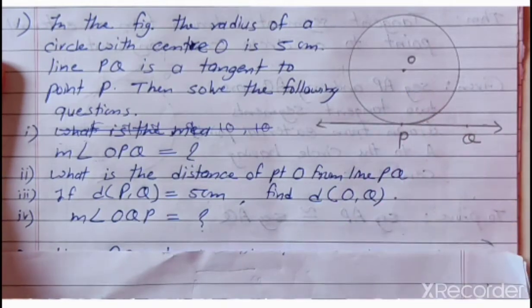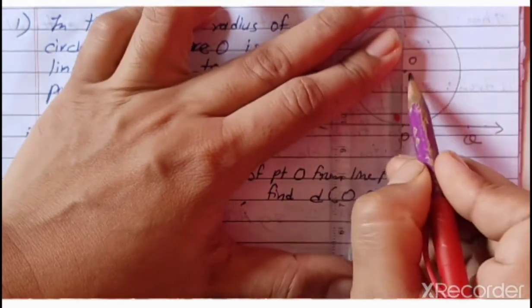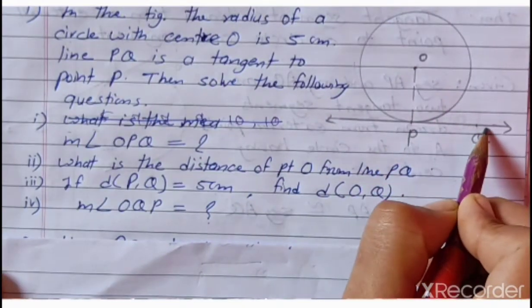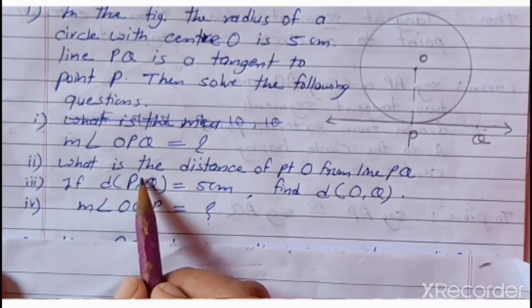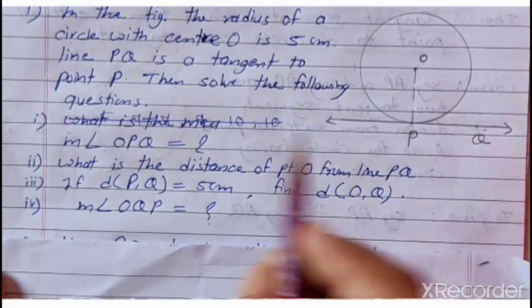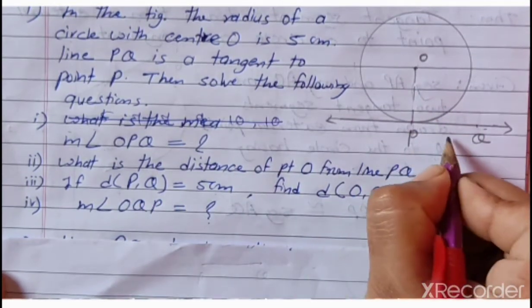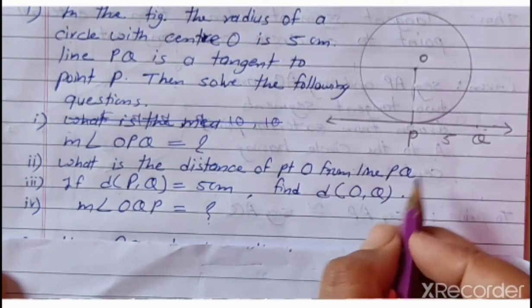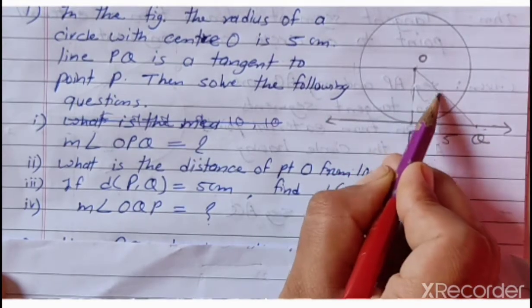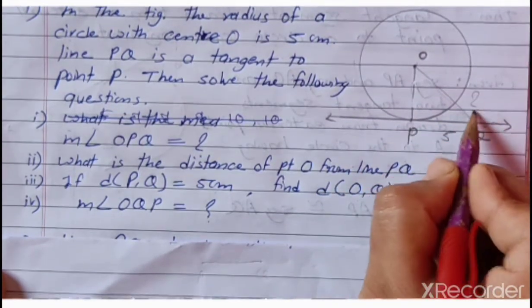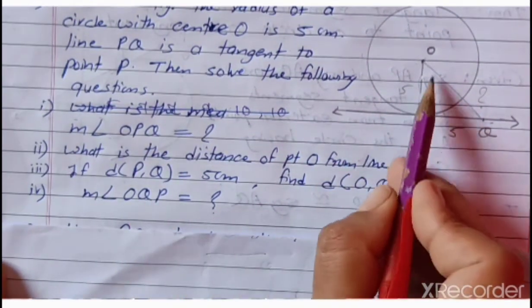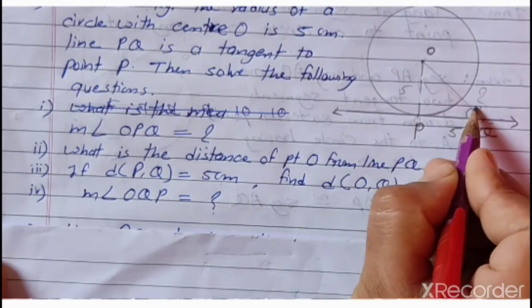To find this measure, here we require one construction. Here I am just joining these two points. So we have to find this measure OPQ. Next, what is the distance of point O from this line? So we have to find this distance. If PQ is equal to 5 centimeter, this is given, find the distance OQ. So again we require one construction. We have to join this OQ. So we have to find the value of OQ. This radius is given 5 centimeter. And next, the measure of angle OQP. This angle we have to find out. So let us start.